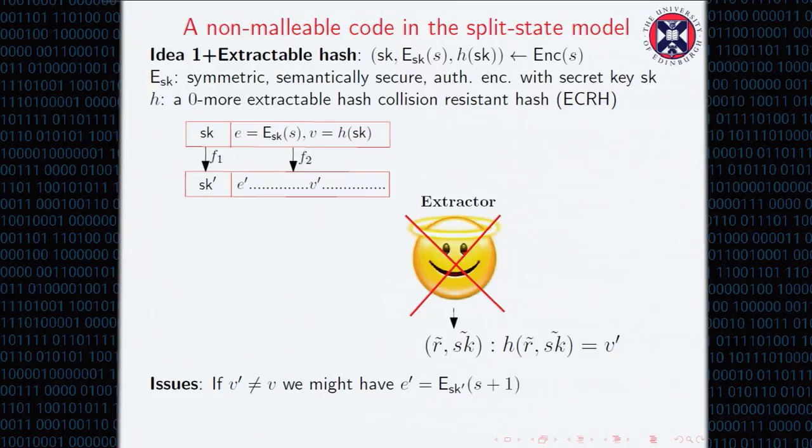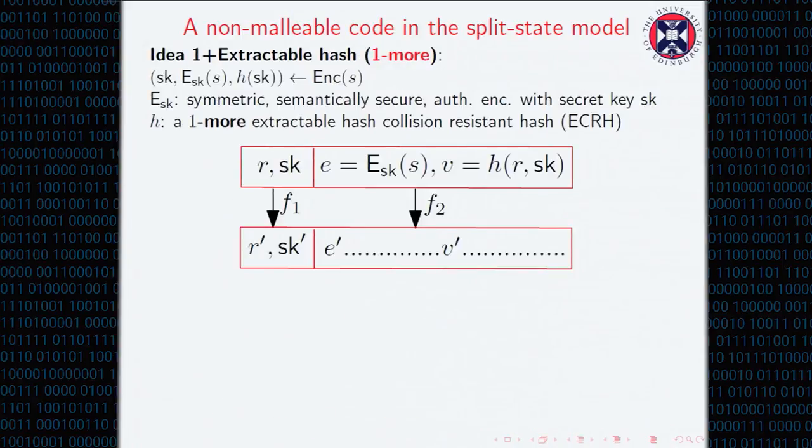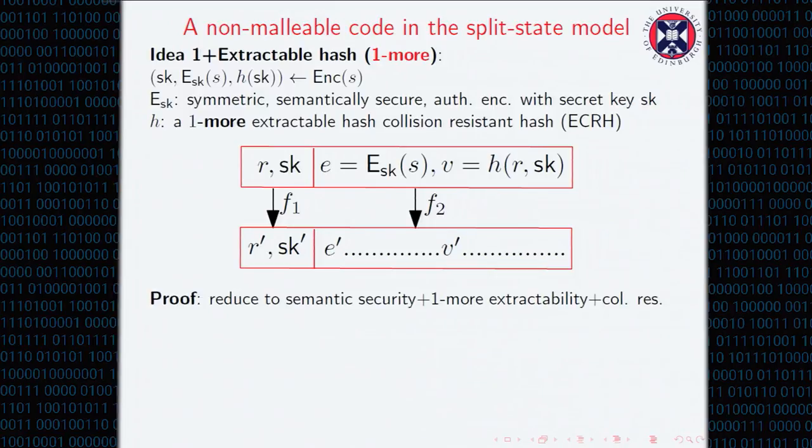which, for instance, if you instantiate this thing with the BCCT12 construction, is highly malleable, so you cannot assume extractability. So this is where we use the one more extractable hash. This is where we use our tool. And basically, this is the construction. The only difference with the previous one is that our hash is randomized, so we need to store the randomness of the hash on the left part of the memory together with the secret key. And we reduce the security to the properties of our primitives.